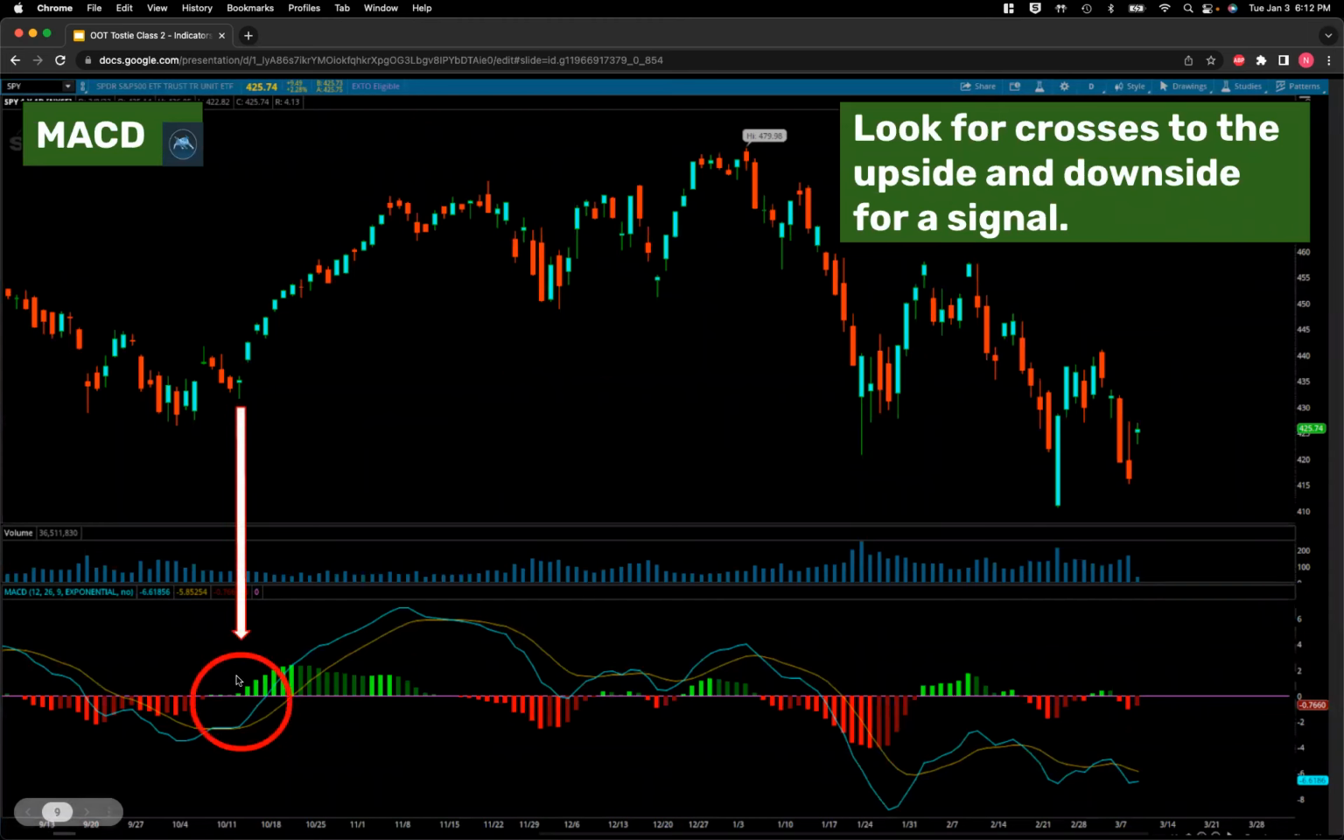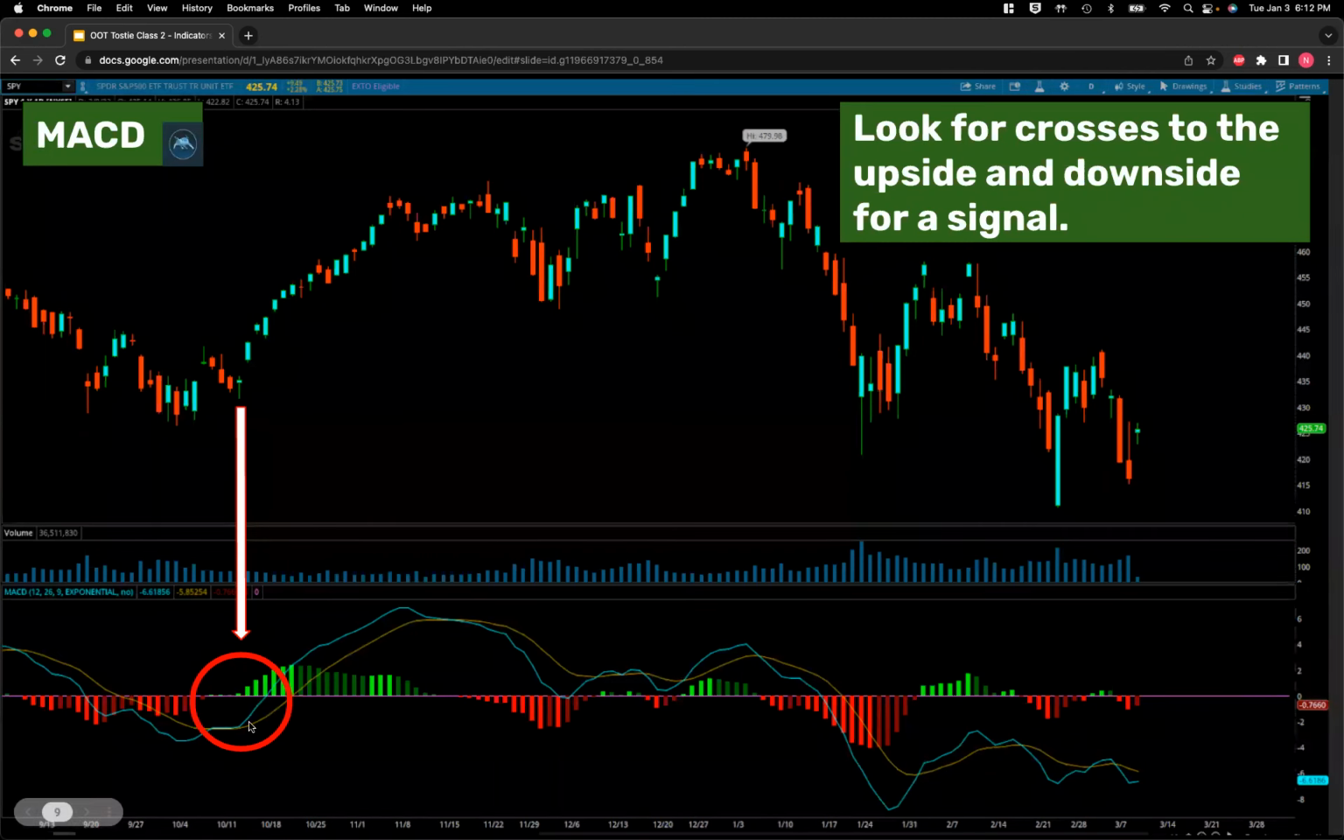So you can see here, we have a cross to the upside, right? This blue line, which is the 12 exponential moving average, crosses above the 26 exponential moving average here. And that produces these bullish histogram bars below, or these green bars below. And essentially that means that momentum is to the upside. And for those of you who don't know the terms bullish and bearish, essentially bullish means I think a stock is going to go up, and bearish means I think a stock is going to go down. So bullish is like green, bearish is red.